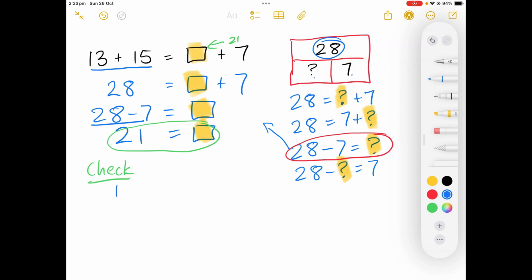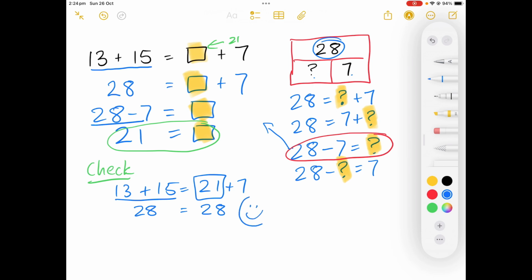I'm going to put 13 plus 15 equals 21 plus 7. Let's see if that's accurate. 13 plus 15, yep, 2 tens and 8 ones, 28. 21 plus 7, 2 tens and 8 ones. So that is our check. So I'm now satisfied that that 21 is what went in the box in the first place. Very good.